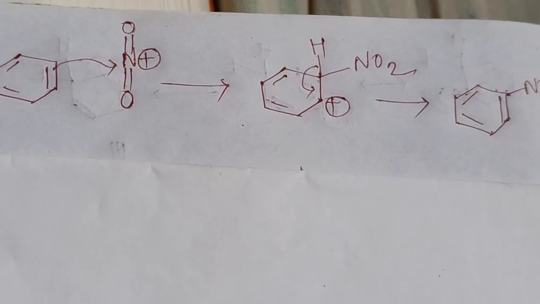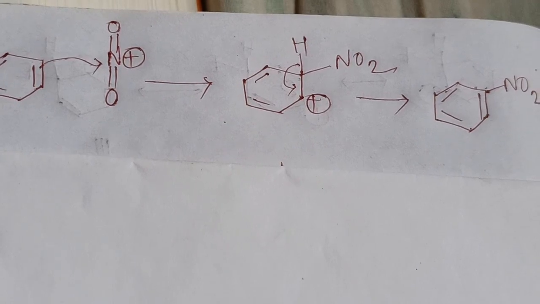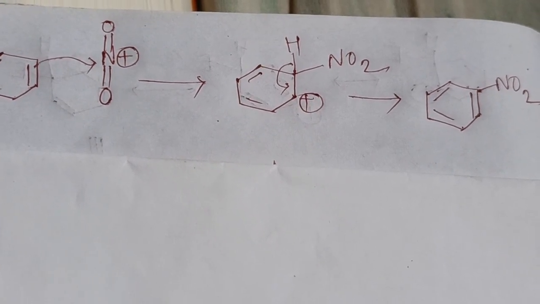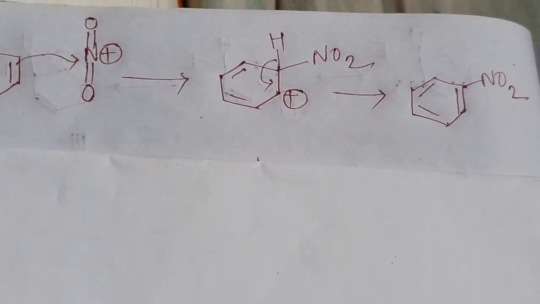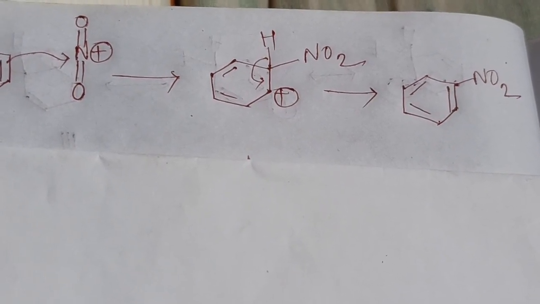Then benzene attacks on this nitronium ion, so the cationic intermediate is formed. Then abstraction of this hydrogen by its conjugate base forms nitrobenzene.